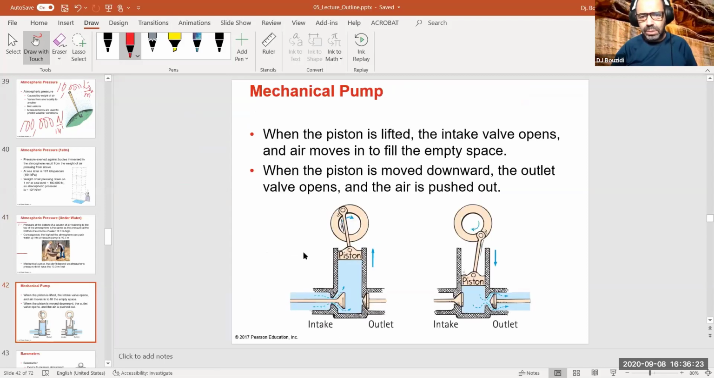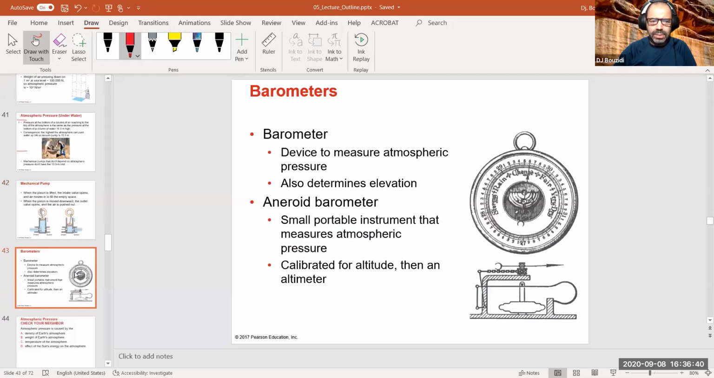Okay, and this is a mechanical pump. For example, there is this thing which is spinning. When the piston is up, it's going to intake the water in. Then in the second cycle, which is going down, it closes the intake and opens the outlet, so the water is going to be pushed one way or the other. Okay, so this is a mechanical pump, the principle behind it.